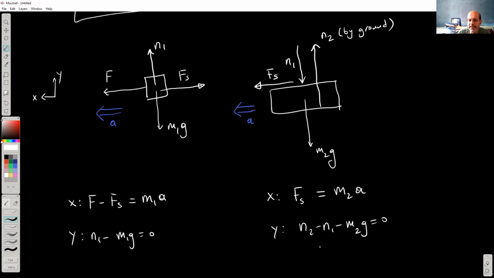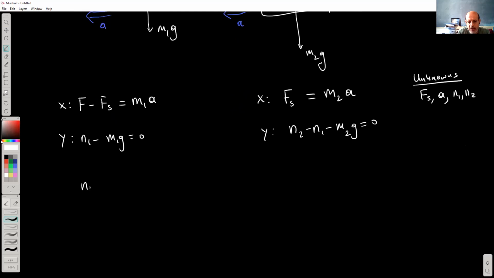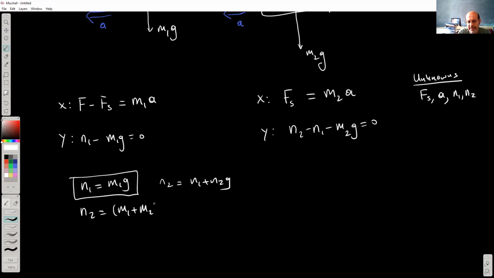So these are 4 equations. There has to be 4 unknowns. Let me write down what the unknowns are. F is known. Fs is an unknown. Acceleration is an unknown. N1 and N2 are unknowns. So you can easily see that N1 and N2 are basically determined by these 2 equations in the vertical direction. So let me quickly do this. N1 is equal to M1G. Insert this thing in here. So N2 is equal to N1 plus M2G. So therefore, N2 is the total mass times gravity.